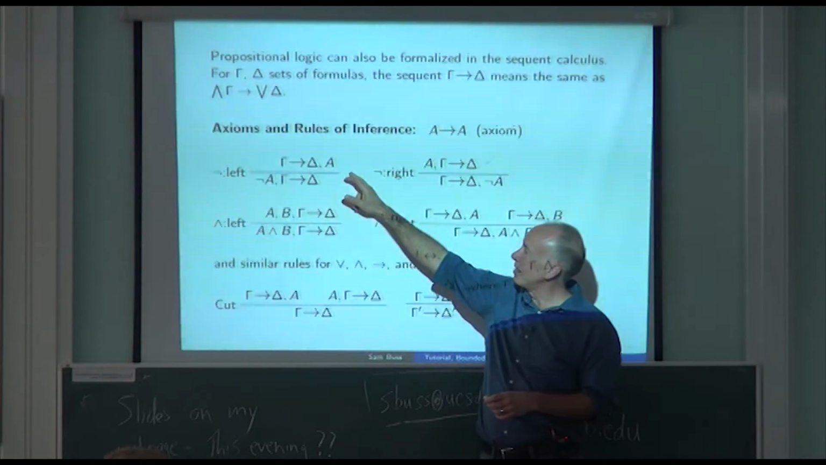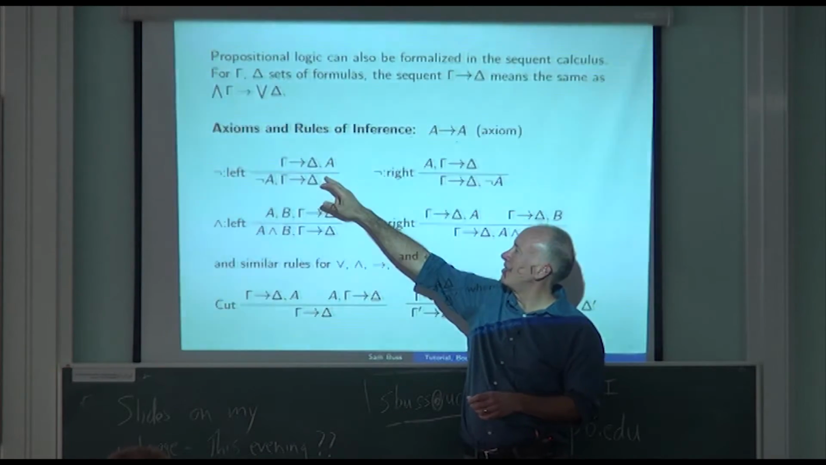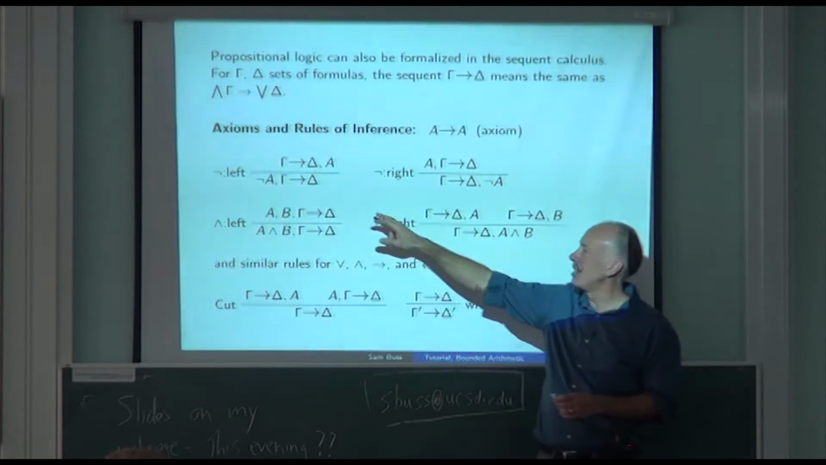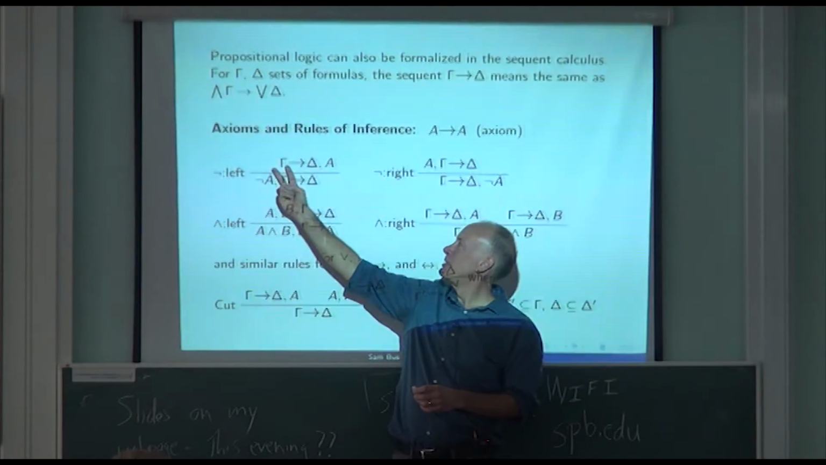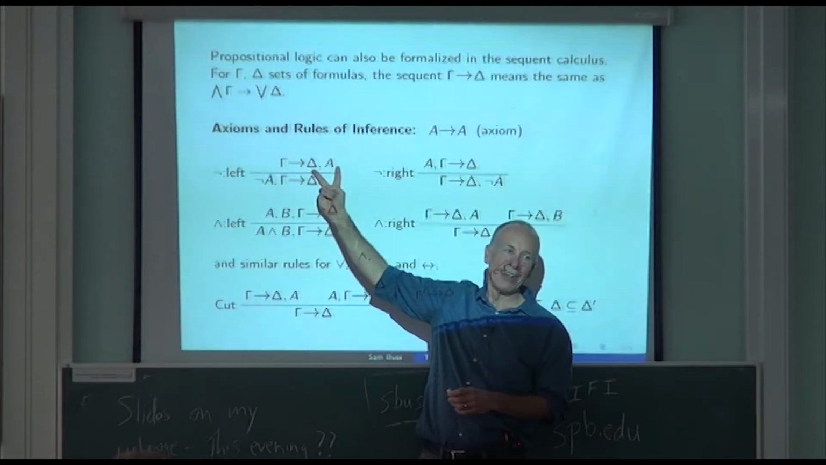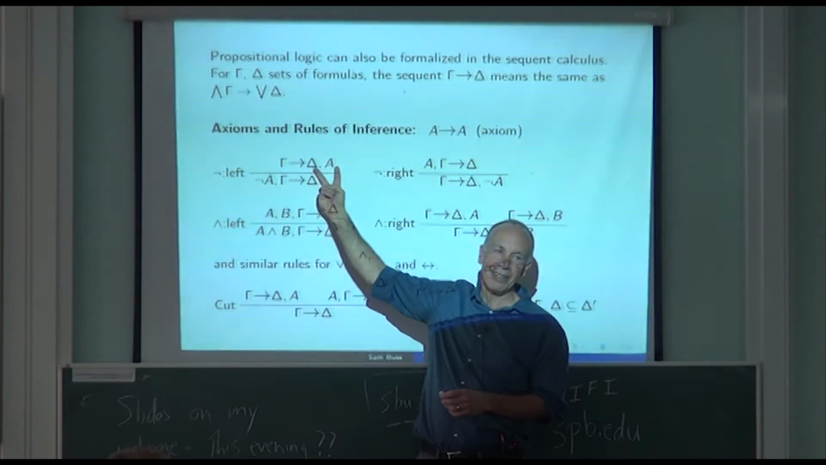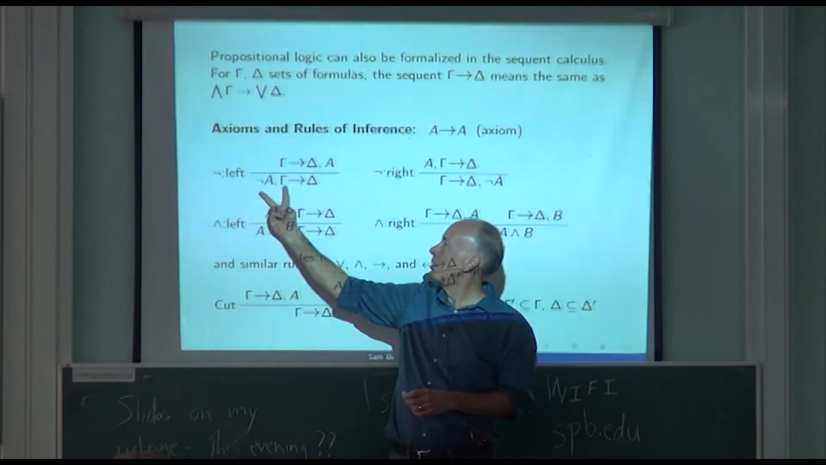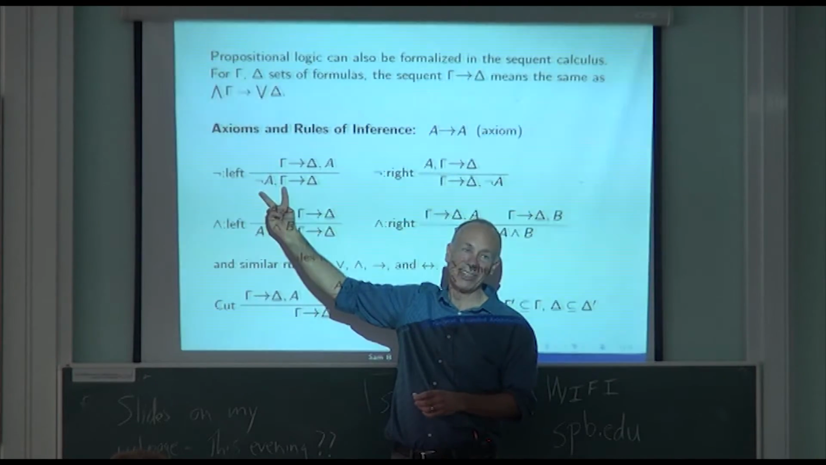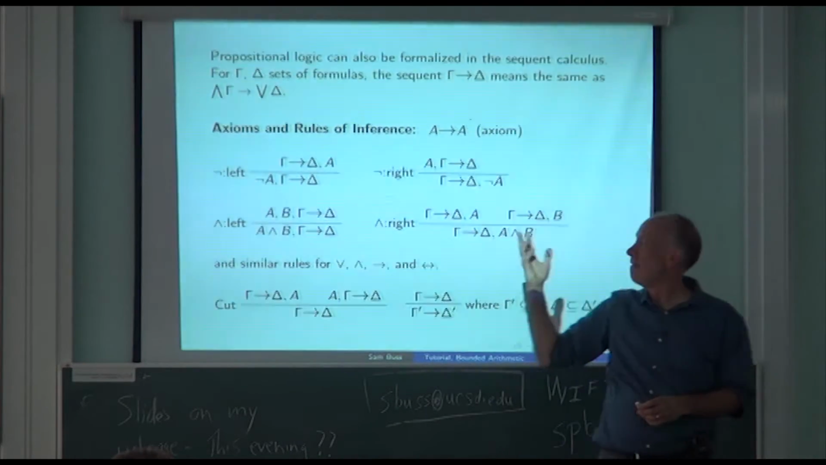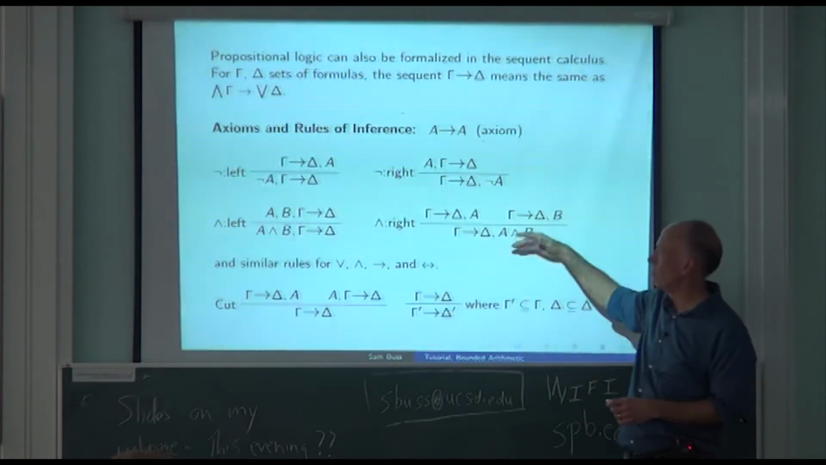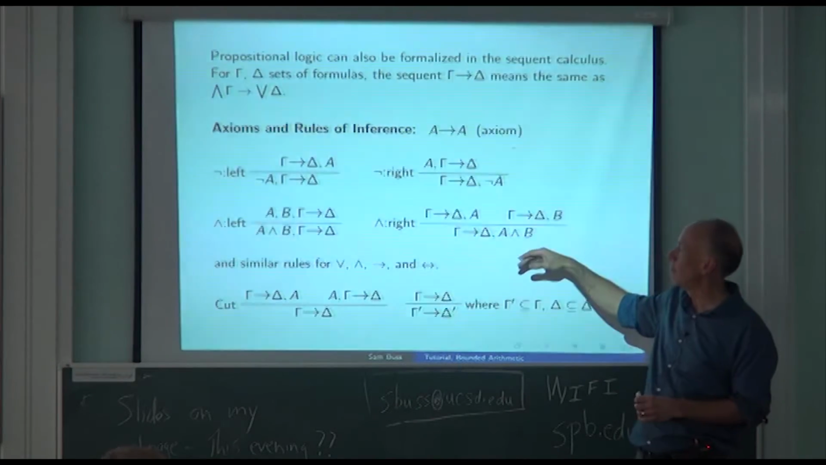Here's a rule for the not inference. If I have gamma implies delta comma A, then not A comma gamma implies delta. They read this as saying if every formula in gamma is true, then some formula in delta comma A is true. From that it follows that if every formula in gamma and not A is true, then some formula in delta is true. That's easy to see.